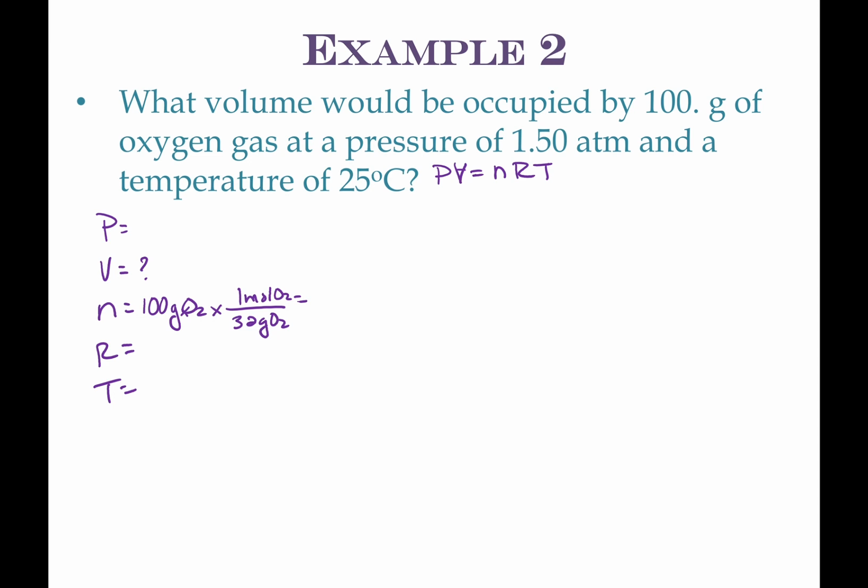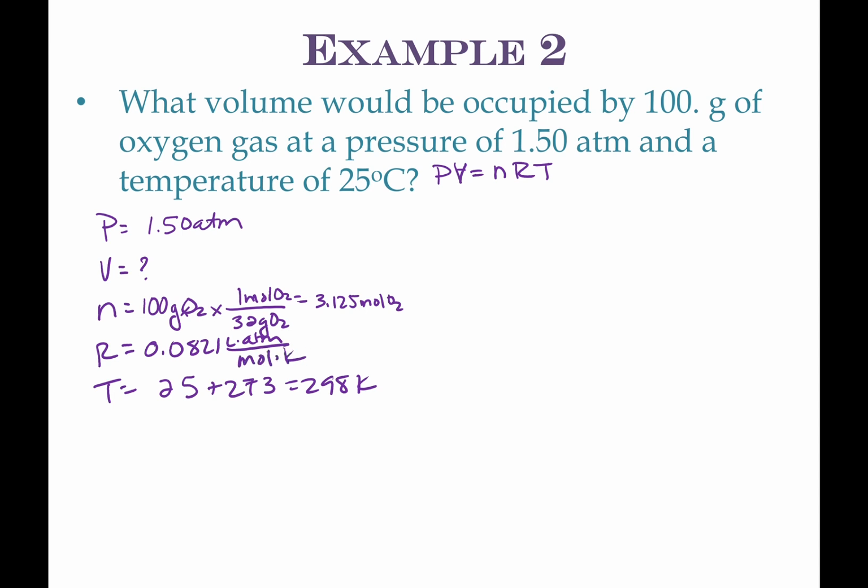That is 3.125 moles O2. 1.50 atmospheres for the pressure, and a temperature of 25 plus 273 is 298 Kelvin. And R, 0.0821 liters times atmospheres over mole times Kelvin. You should always check to make sure the units are proper. So we have atmospheres and atmospheres, Kelvin and Kelvin, moles and moles.